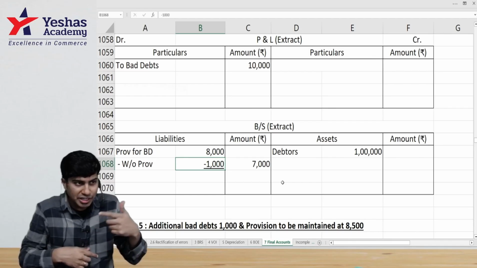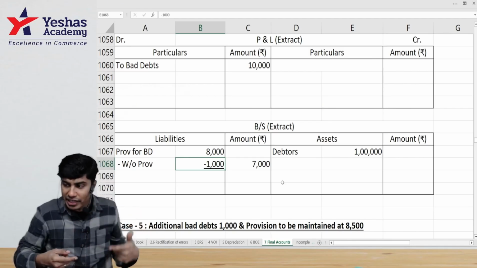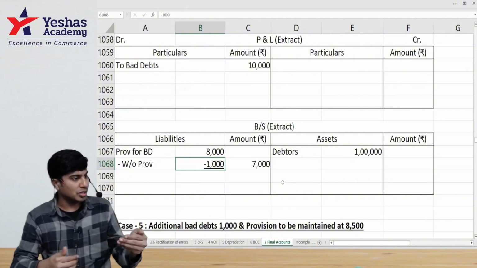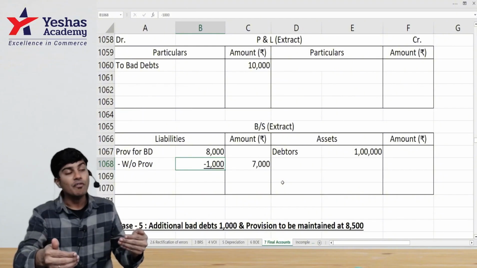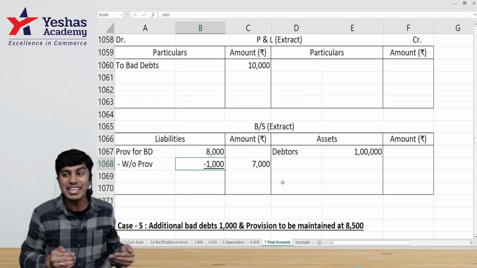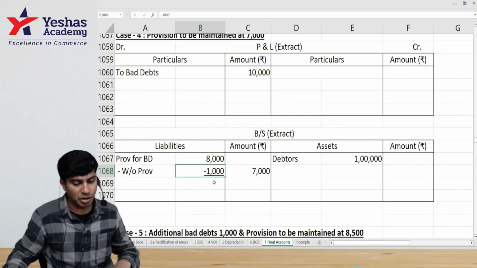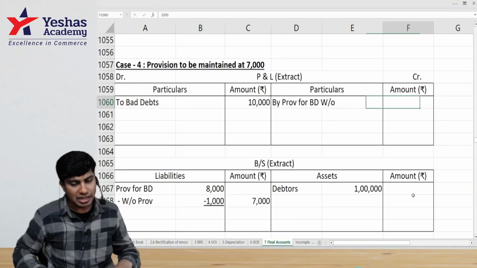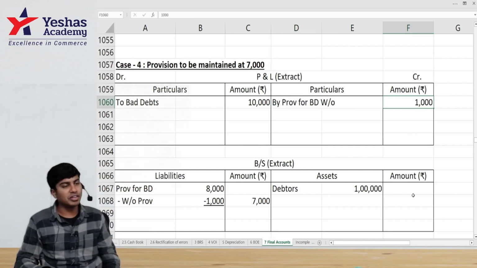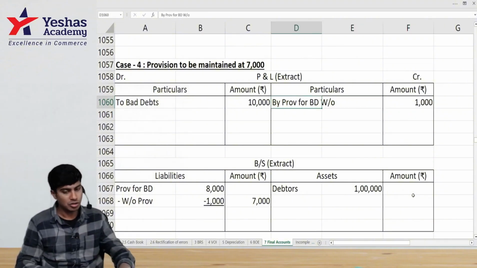When you create provision, it is an expense and liability. When you write off provision, it will reduce the liability, it will become income. And this 1,000 rupees reduction in liability, that is reduction in provision, will become income. I'll write in my profit and loss account credit side 1,000. That is provision for bad debts written off.